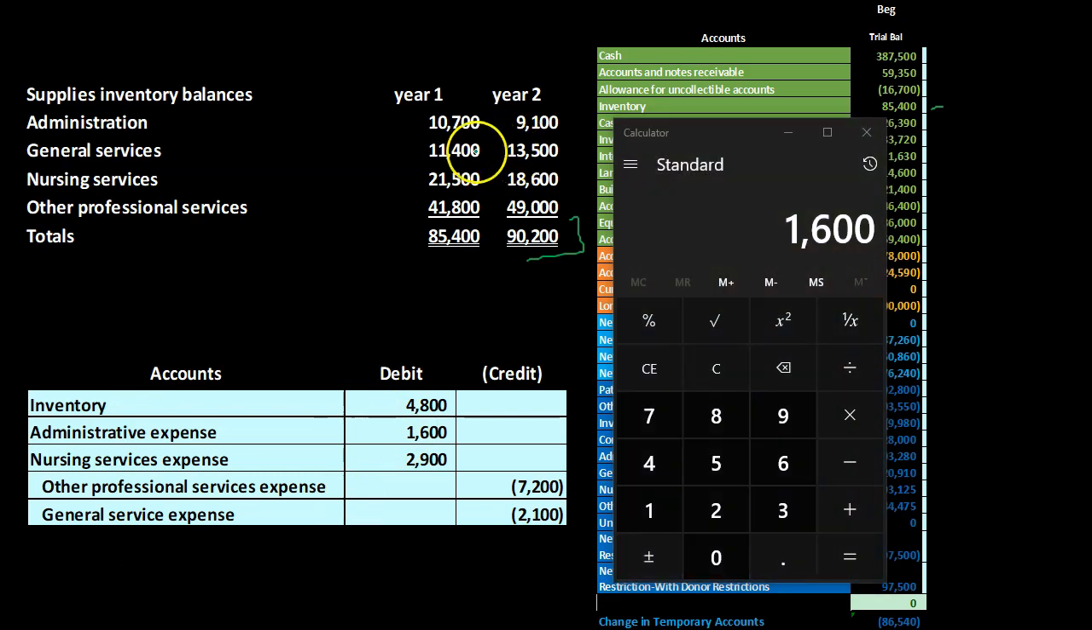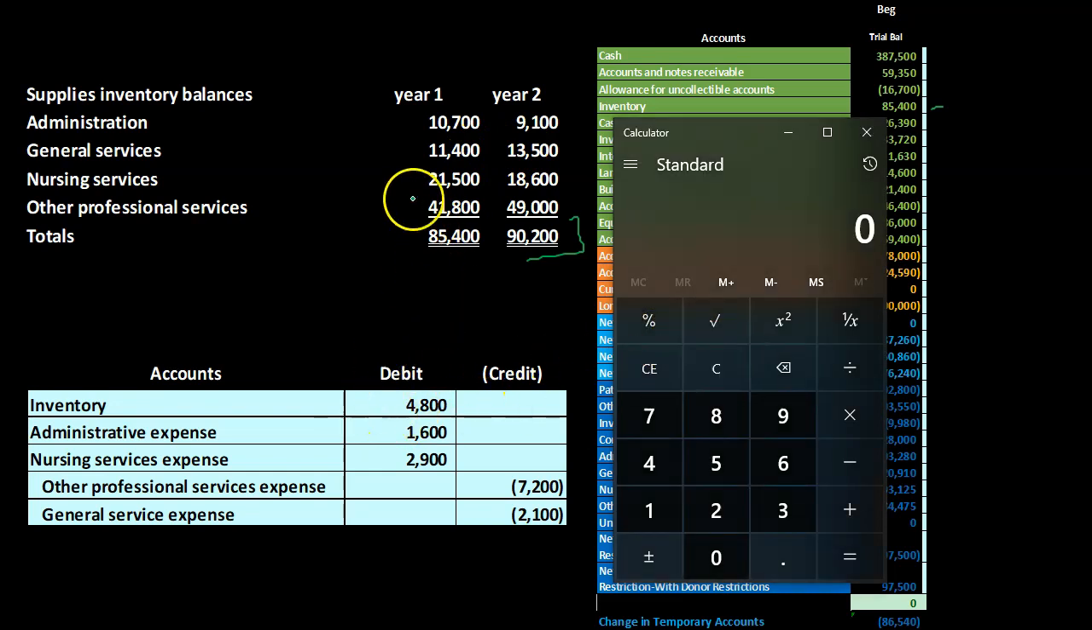And that's, of course, a decrease from the current year, year 2 to year 1. Therefore, it's going to be a debit to decrease to show the expense related to it. Then we have the 11,400 minus the 13,500. That's going to be the general service expenses, down below. And notice it went up, so we're actually going to be crediting that item.